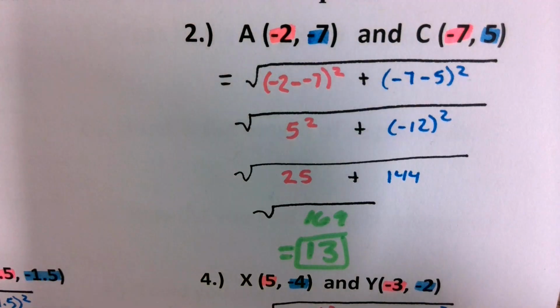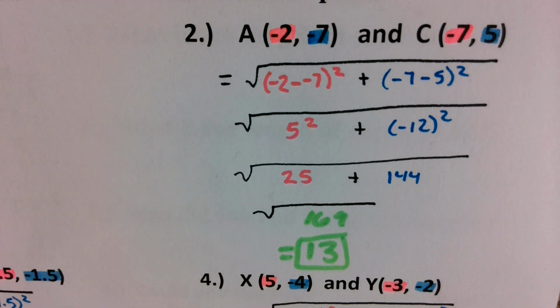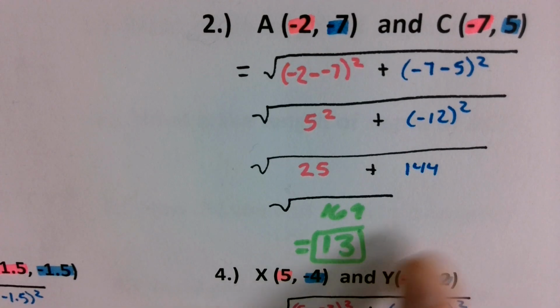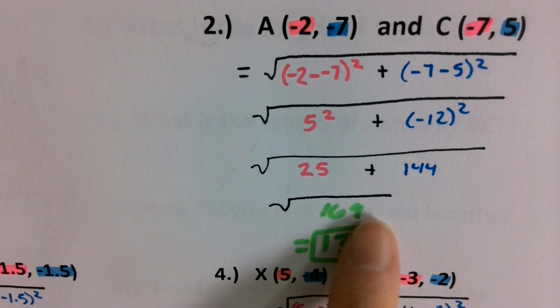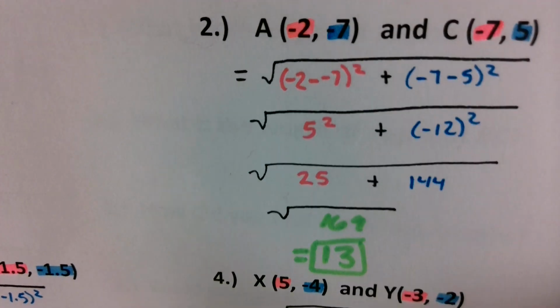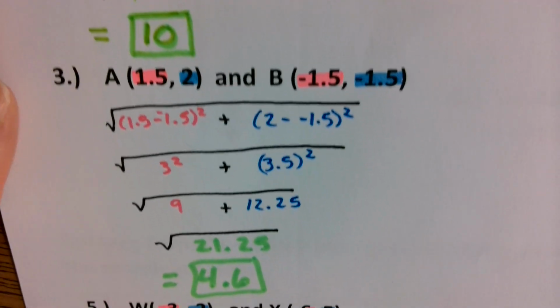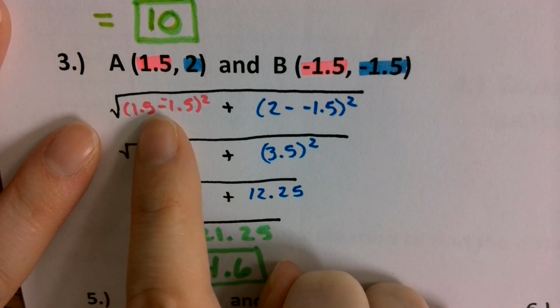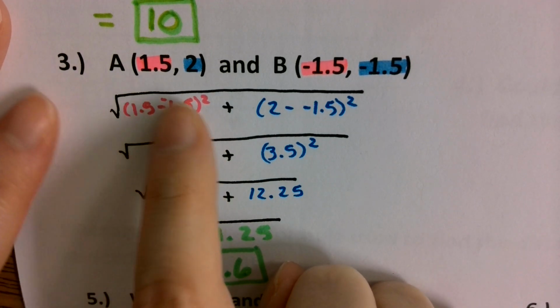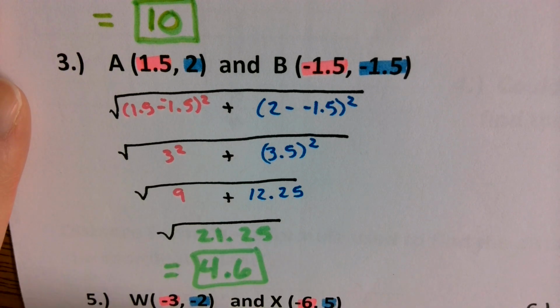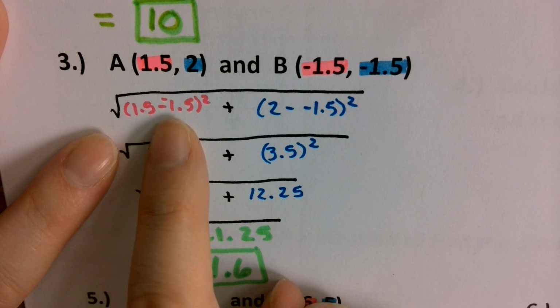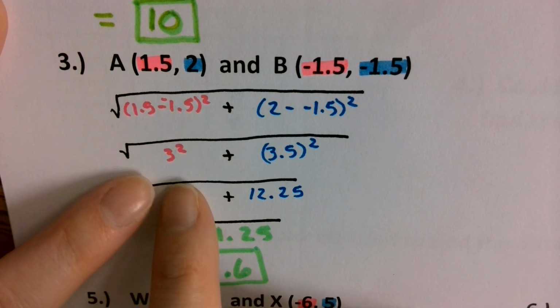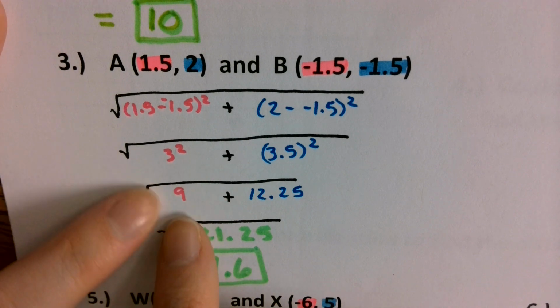Just think logically. You know a negative times a negative is a positive, okay? When you added the two values together, you get 169. Take the square root, you get 13. For problem number 3, you should have gotten 4.6 if you rounded correctly. You would do 1.5 minus a negative 1.5. Sorry, I had to squeeze my negative in there. So 1.5 minus negative 1.5 gives you a positive 3, and then 3 squared gives you 9.